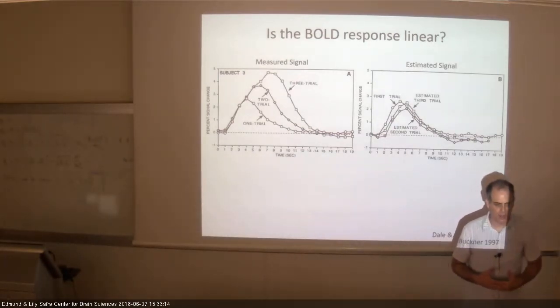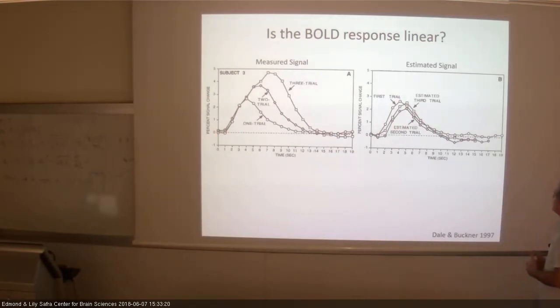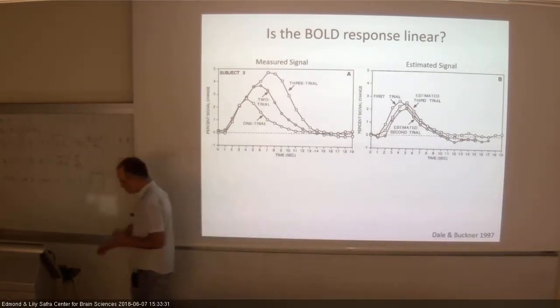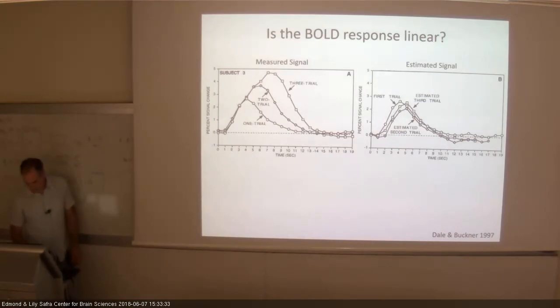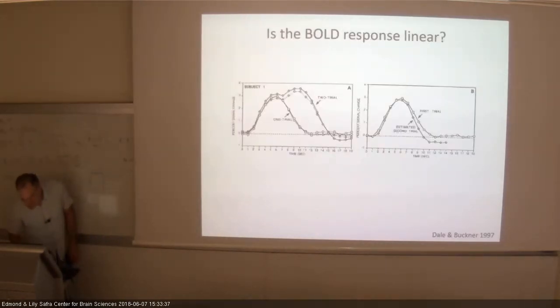Yeah? Why is there no undershoot for the first trial and just for the estimated second result? Good question. Let me think about what they did. Let's go first for the first trial that you see. Let me see if I can see it clearly here. No, it's always together.